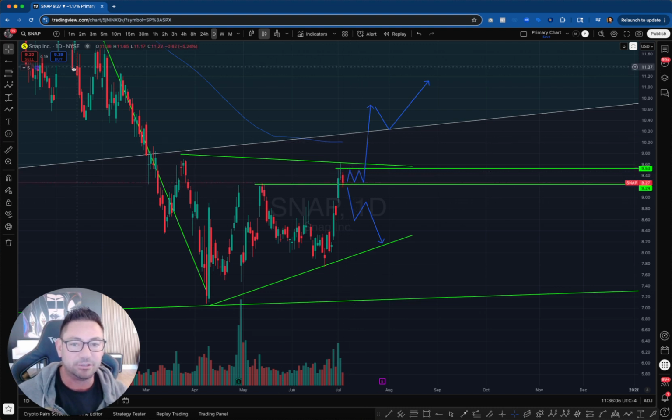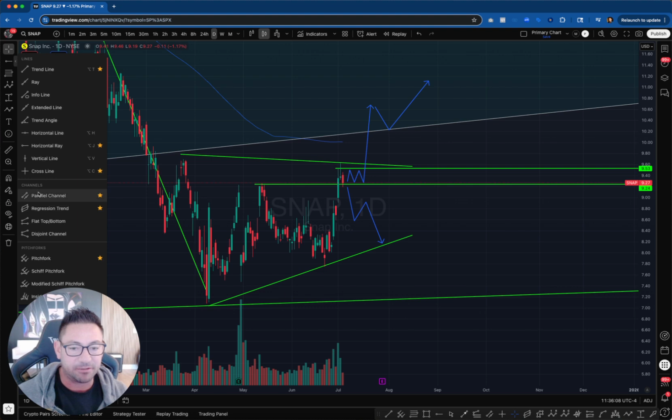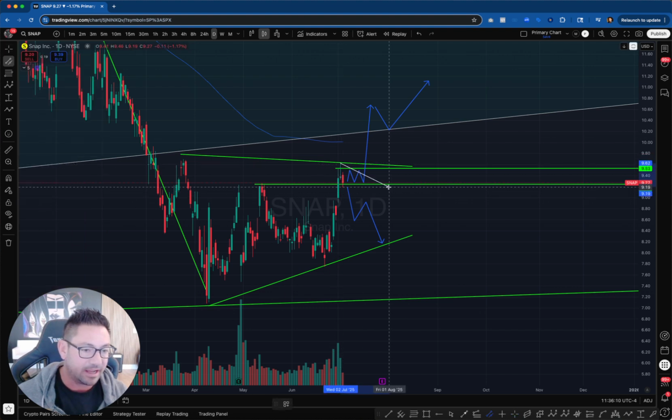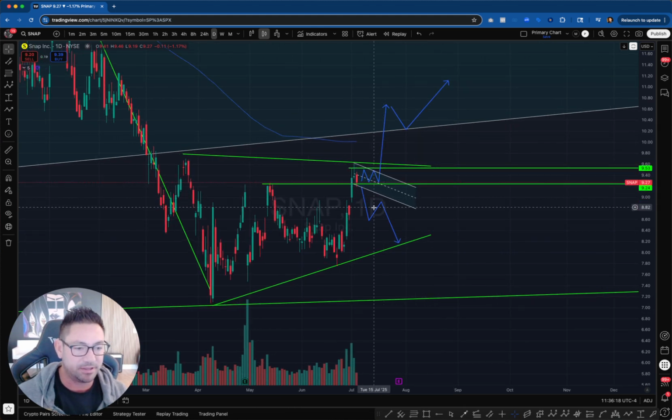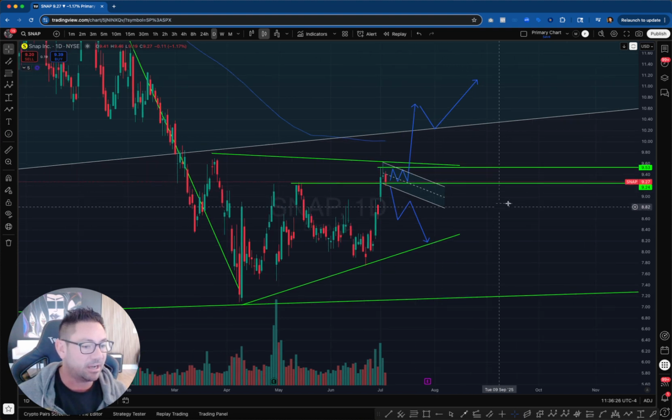Now it could still change the pattern, right? It could do something like this, like a parallel, and still be bullish. So you really just want to see how this forms. Don't be too quick to jump into this name. But like I said, you're going to want to watch for this consolidation like this. Yeah, so that's kind of what I have for you guys.